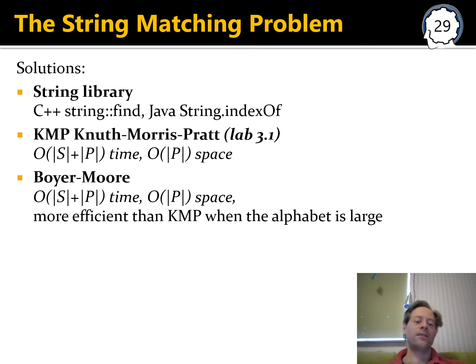This is a quite remarkable algorithm in the sense that it's linear in the sum of the length of the original text and the pattern, and that you only need to store as much space as the length of the pattern. There's also an alternative string matching algorithm called Boyer-Moore, which has the same time and space complexity, but it is slightly more efficient than Knuth-Morris-Pratt when the alphabet is large.